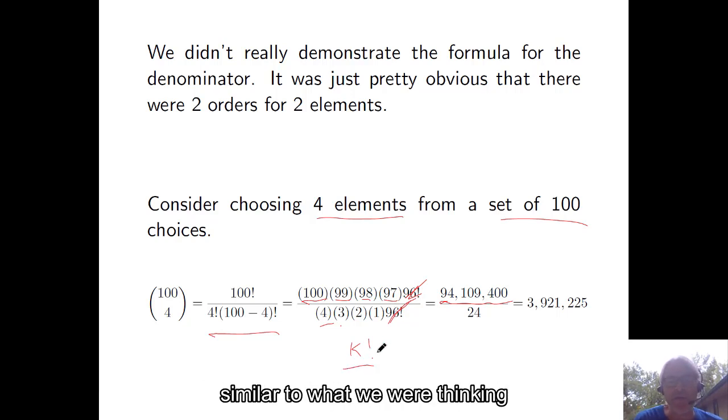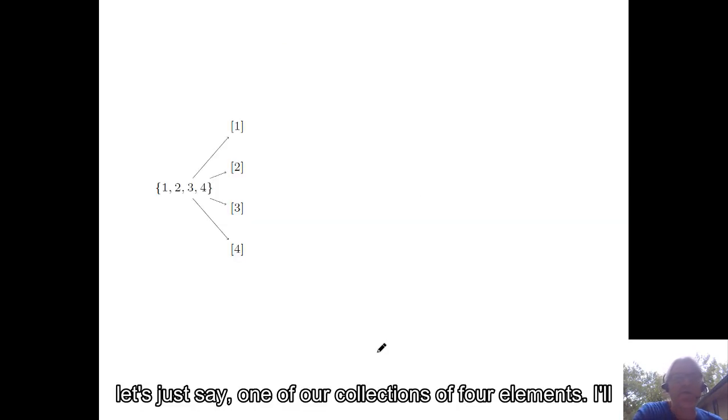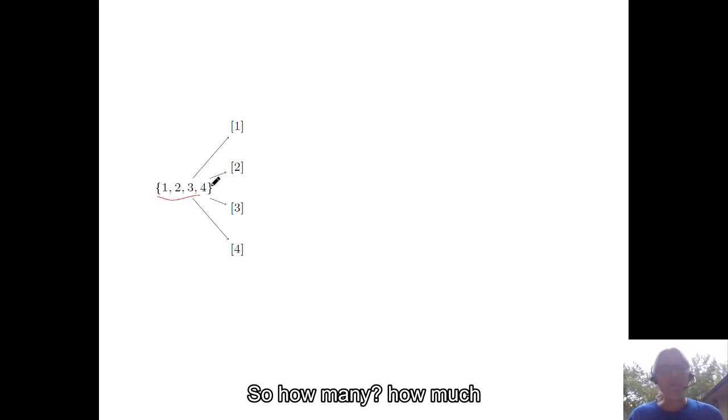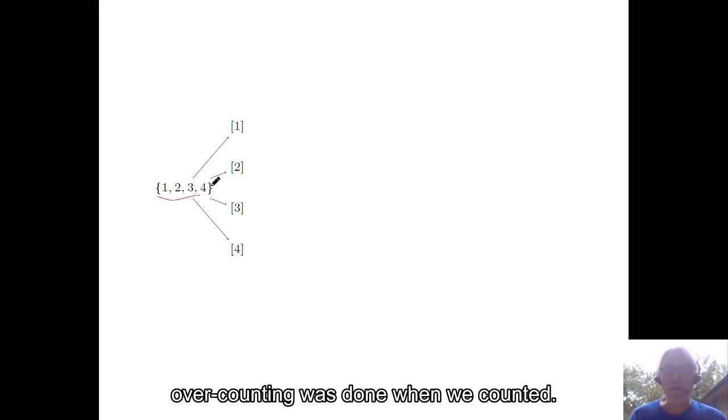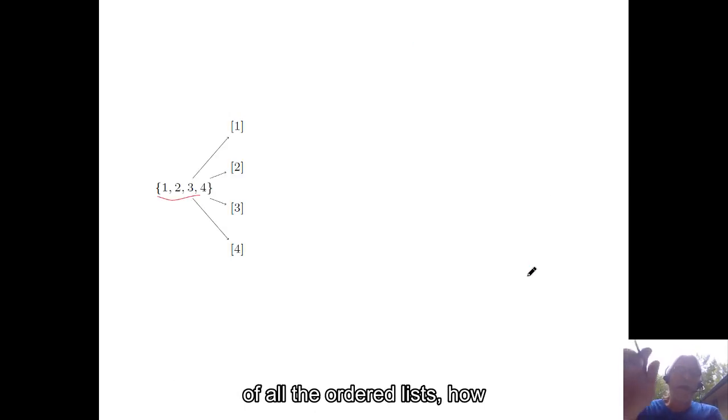Well, it's actually really similar to what we were thinking about before. Let's just say we have one of our collections of 4 elements. For simplicity, I'll use the first 4 elements on the number line, 1, 2, 3, and 4. How many different ordered lists can we write those in? How much overcounting was done when we counted the numerator, this 94 million, which was all the ordered lists? How much do we overcount?